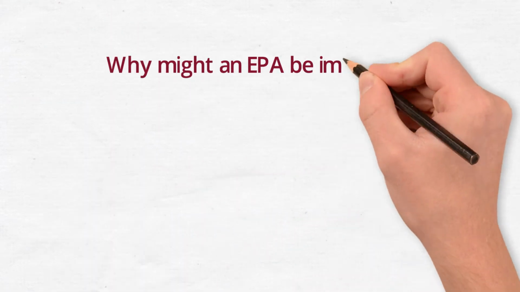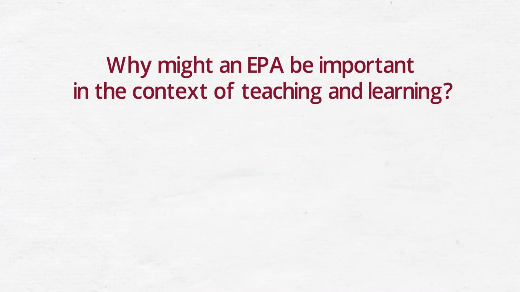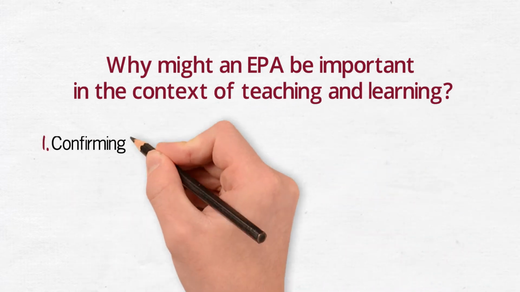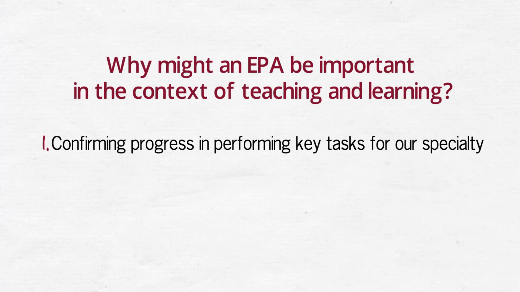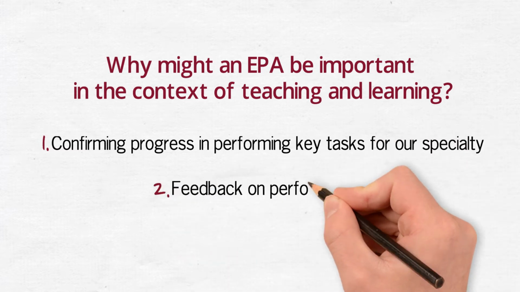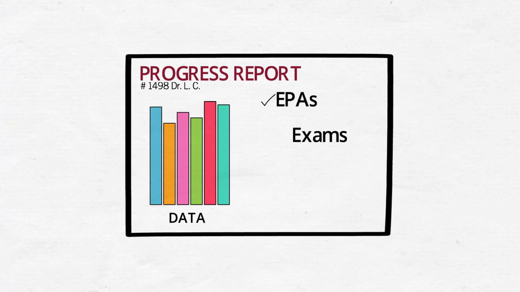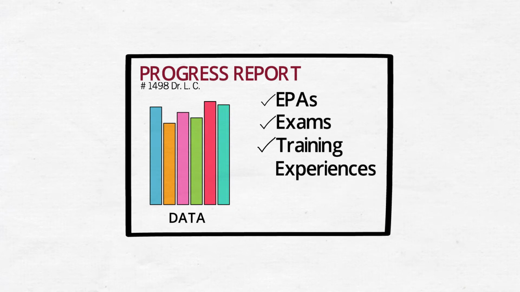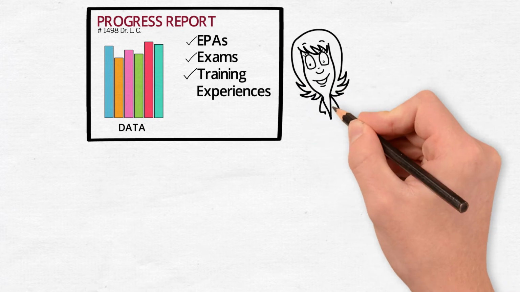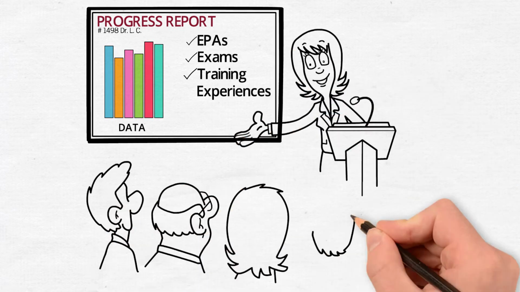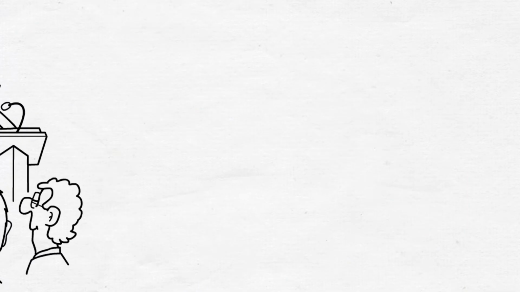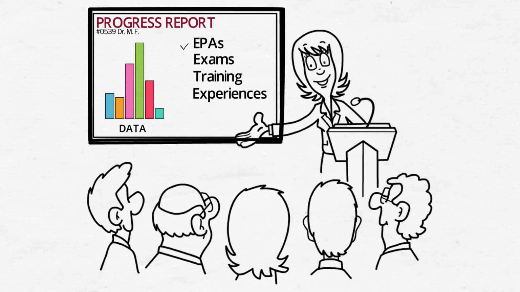Why might an EPA be important in the context of teaching and learning? Two reasons are: 1, confirming progress in performing key tasks of our specialty, and 2, feedback. First, let's talk about confirming a resident's progress. In CBD, we want to be sure that each resident can competently perform key tasks. By tracking them, our Competency Committee will have information to confirm who is making progress as expected and to identify early on if someone needs some more support in a given area.